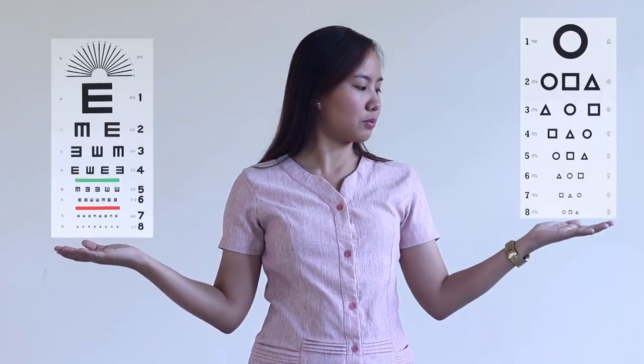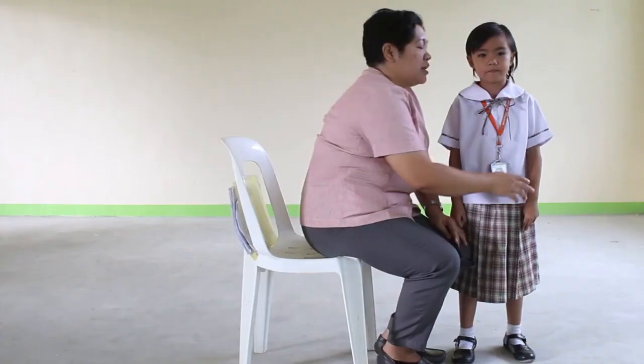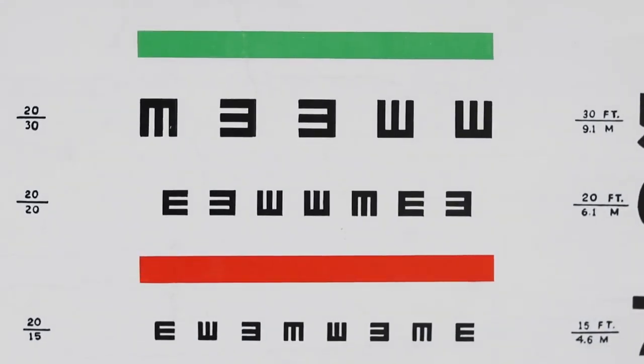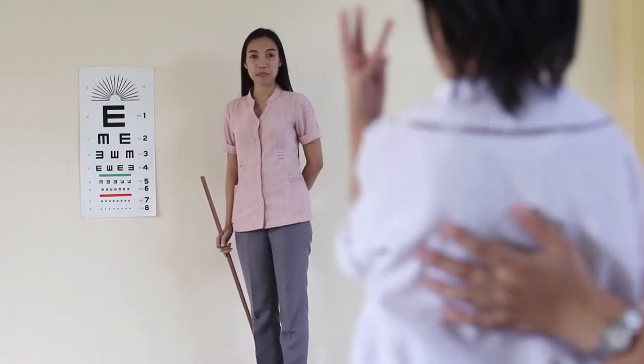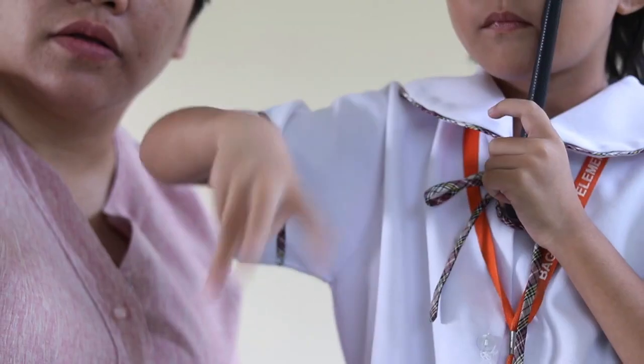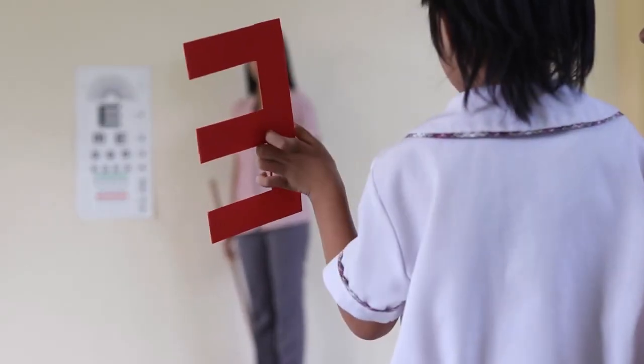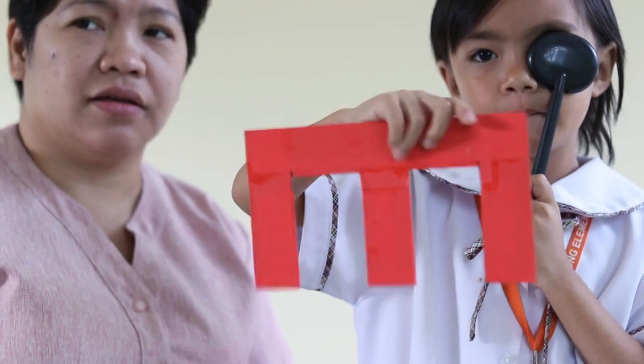Alternatively, we can also use the E-chart or the shape chart for this age group. The E-chart contains rows of the letter E where the child has to specify which way the limbs of the letter E is facing. The child may use his or her 3 fingers formed as letter E, or you can let the child hold a cutout of letter E and ask him or her to position them according to what is seen from the chart.